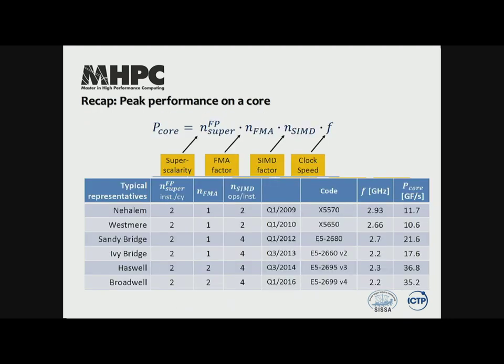These are peak performance factors, already discussed also yesterday: clock speed, SIMD factor, FMA factor, and superscalarity factor. That is instruction level parallelism, because we can have more than one instruction at the same cycle.